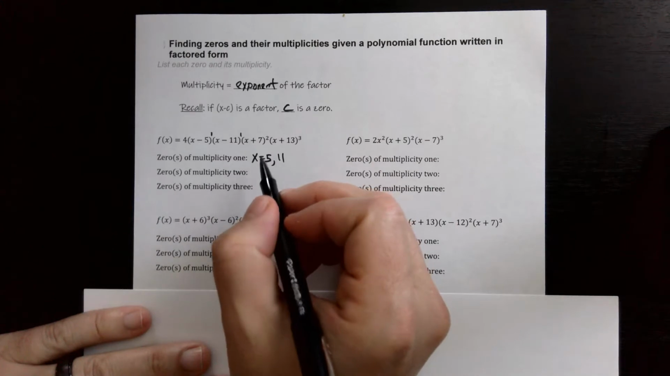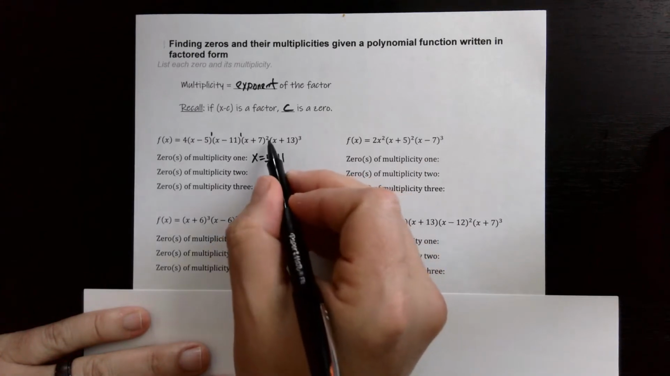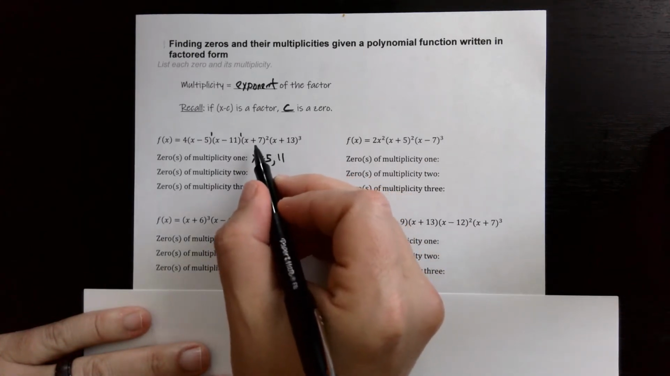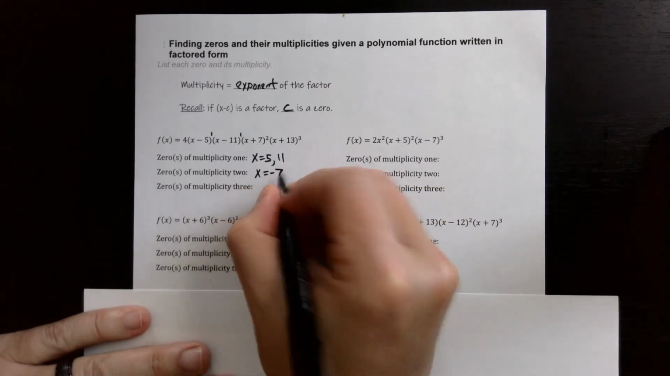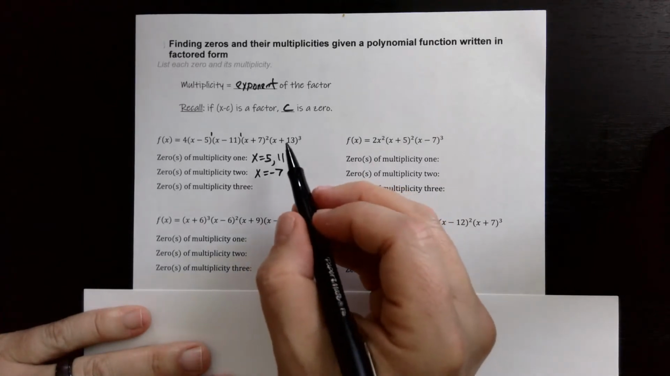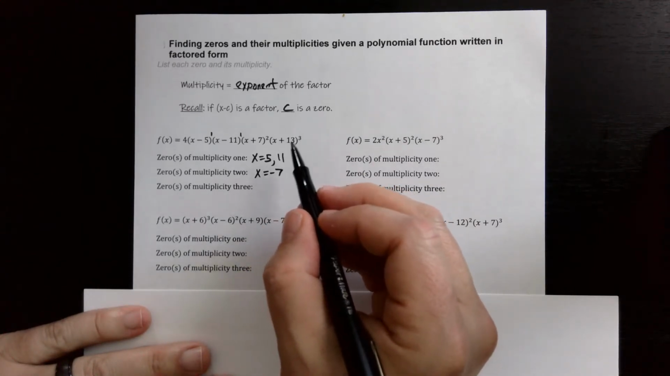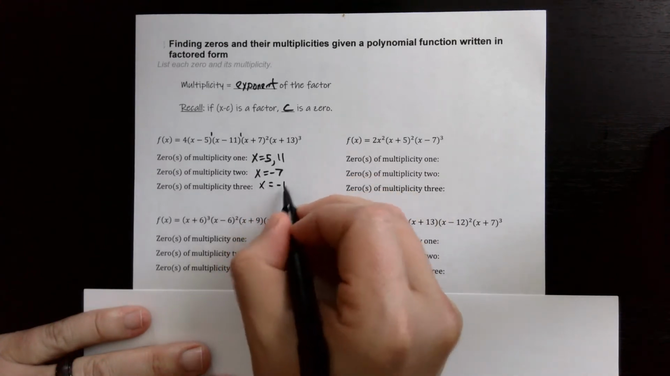Now, likewise, the second one asks us to find all the zeros of multiplicity 2. That's the one with the exponent 2. We only have the one of them. If you set this equal to 0 and solve, you get x is equal to negative 7. And the one with multiplicity 3 is the last one. If you set it equal to 0 and solve it, you would get x is equal to negative 13.